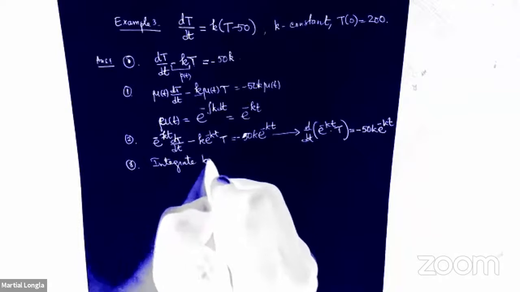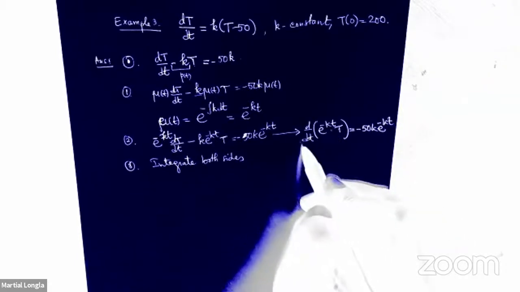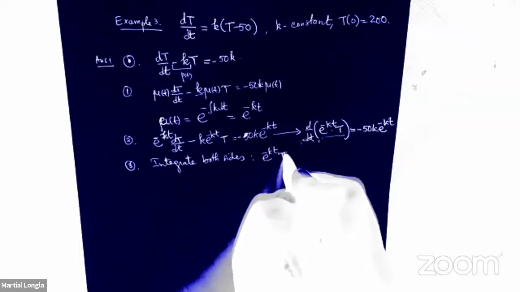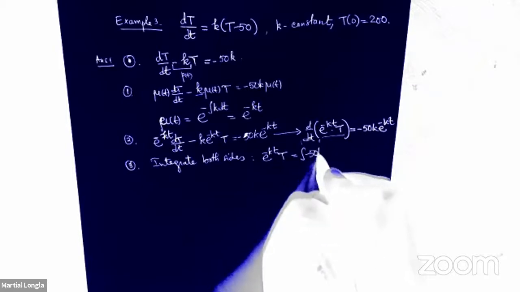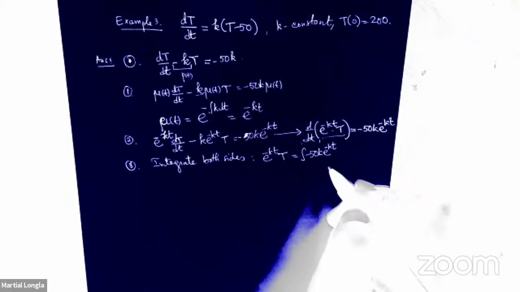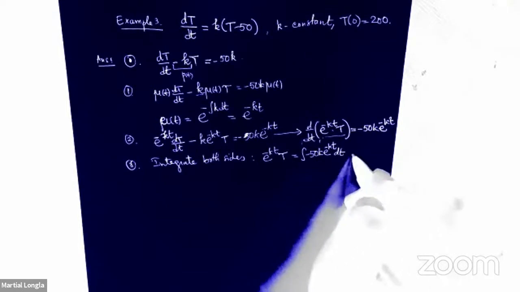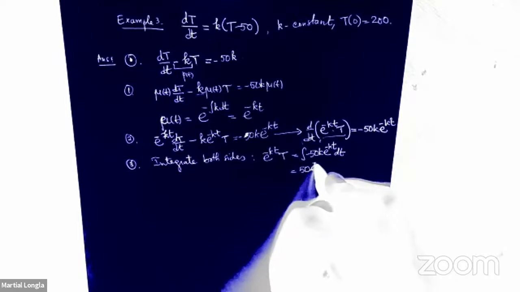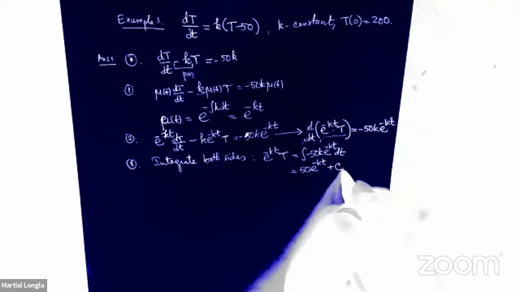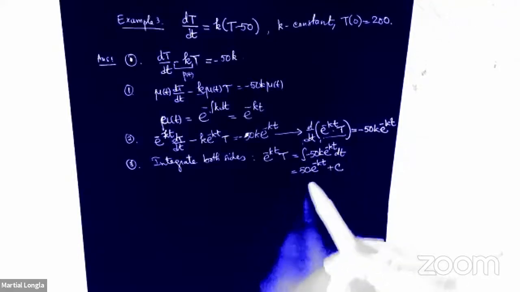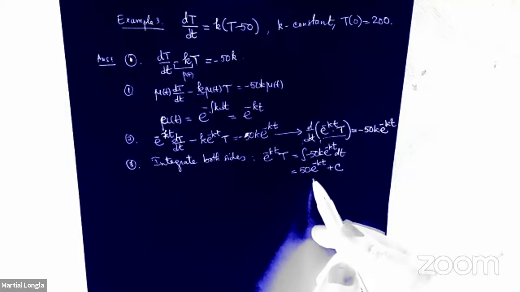Integrate both sides. And when we integrate the derivative, we get what is inside. So that's e to negative kt, capital T, equals the integral of negative 50k e to the negative kt dt. And this is an easy integral because it just gives you 50 e to negative kt plus a constant. So remember, that k goes into the integral, and the negative goes inside. So now you have 50 e to negative kt plus c.